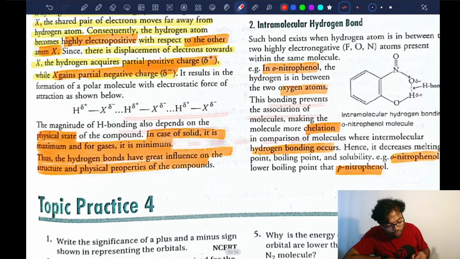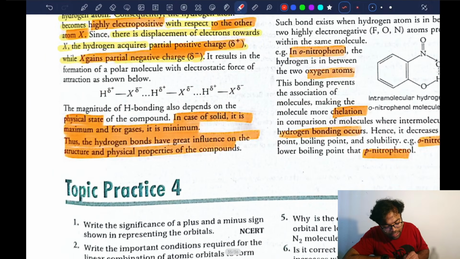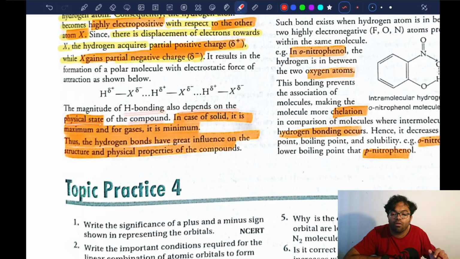The magnitude of hydrogen bonding also depends on the physical state of the compound. This is why I told you water exists in liquid state because of the presence of so many hydrogen bonds in it. The molecules are kept very close to each other. This is also the reason for life. On earth, life depends on water, basically on liquid water.